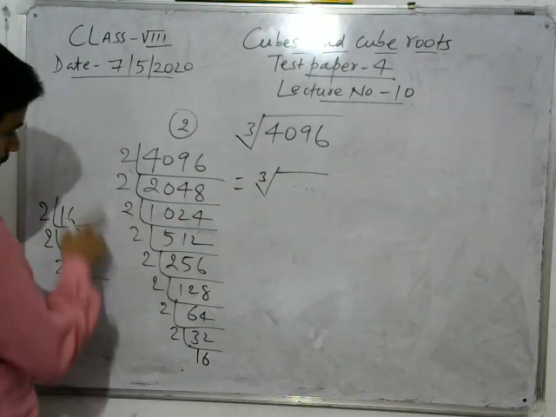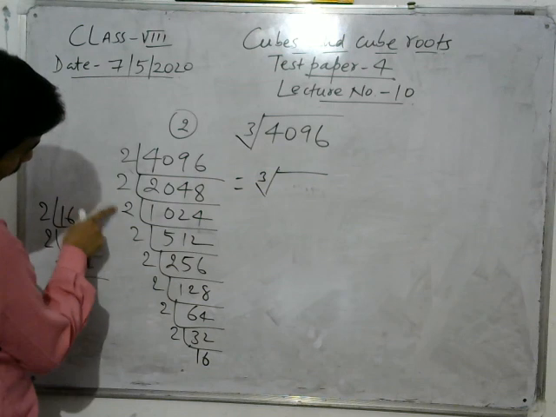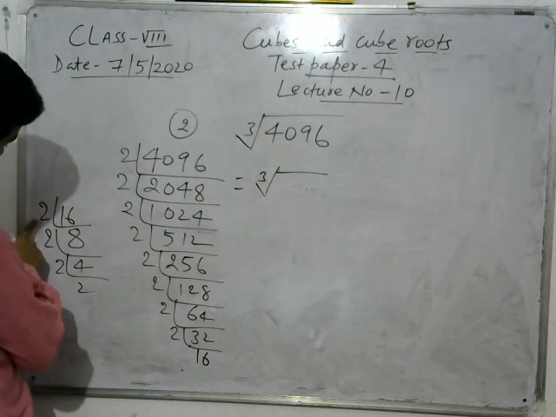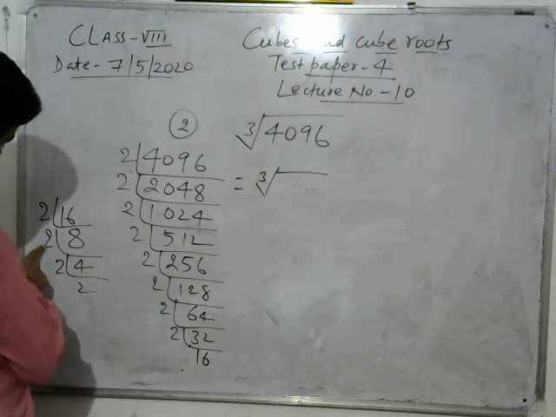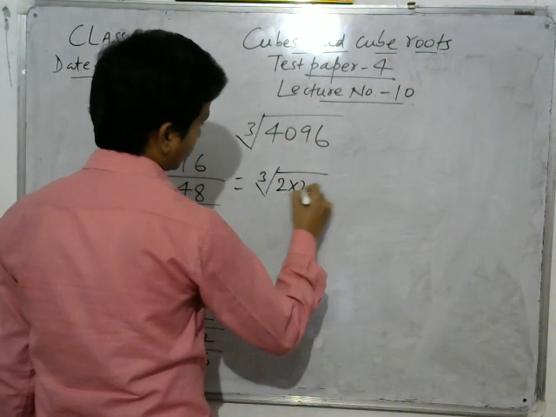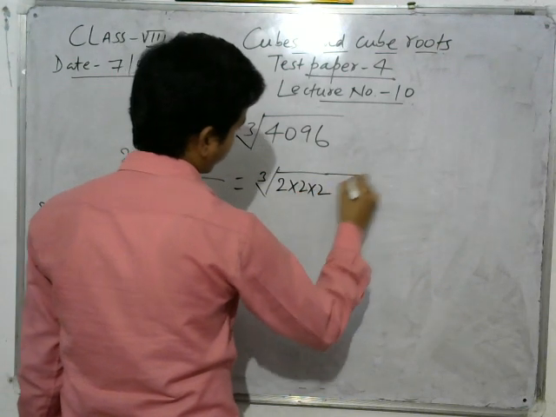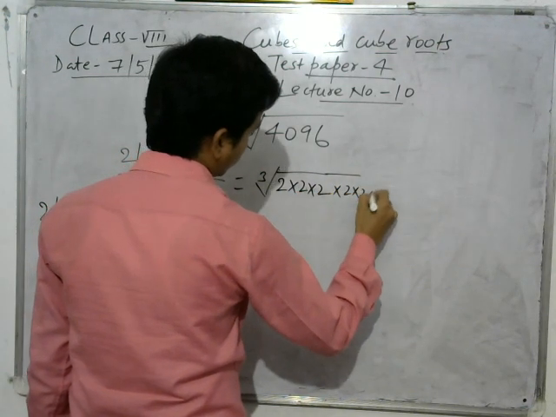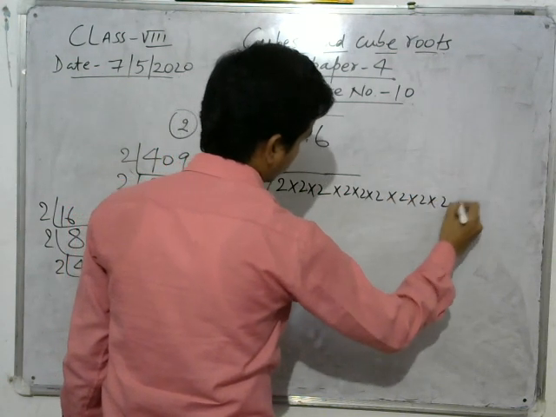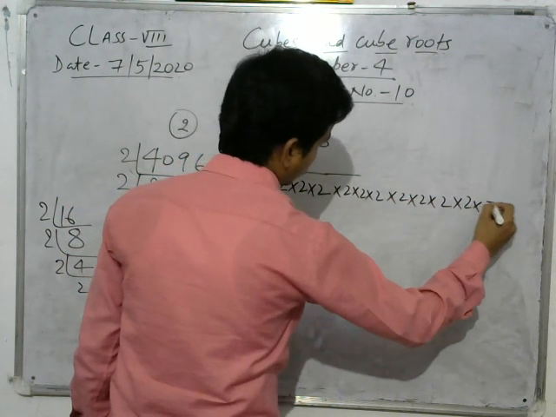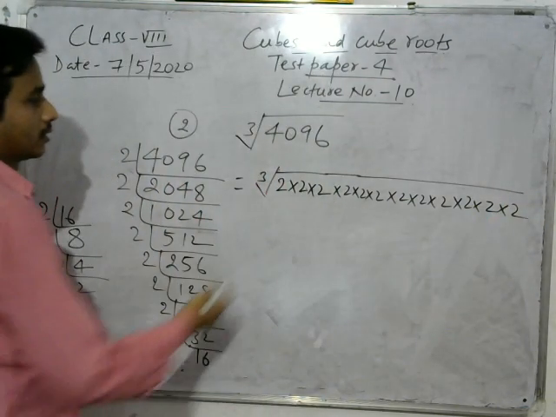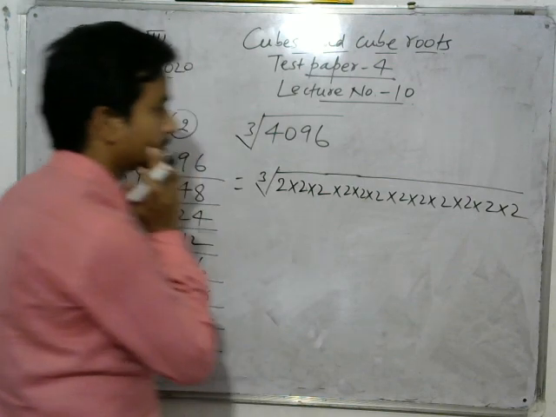so I can write the cube root of 4096 as a factor of how many 2's are there? 1, 2, 3, 4, 5, 6, 7, 8, 9, 10, 11, 12. 12 2's are multiplied: 2 into 2 into 2 into 2 into 2 into 2 into 2 into 2 into 2 into 2 into 2 into 2. Okay? Count 6 plus 6, 12 2's are multiplied.